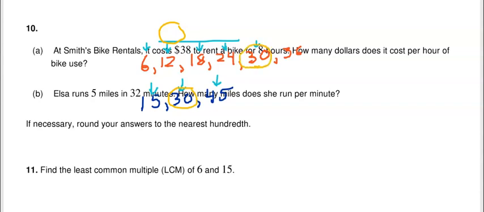If we kept going up and up and up, we'd find out that every 30 would be another common multiple, like 30, 60, 90. Okay, so those would be common multiples, but we want the least common multiple, which in this case would be 30.